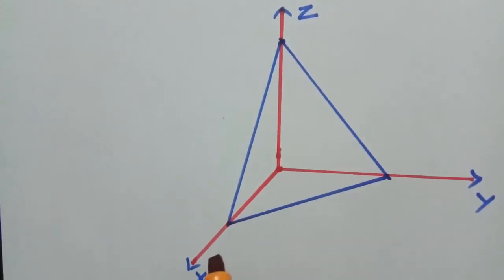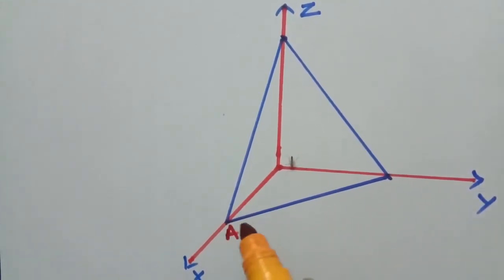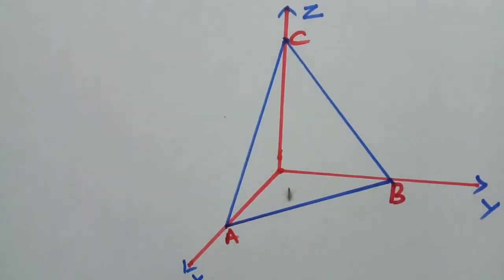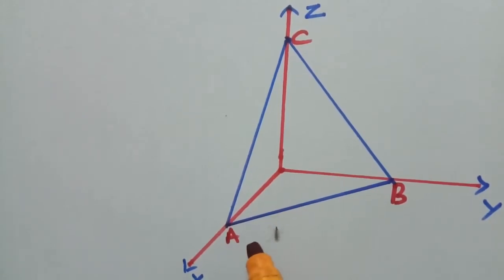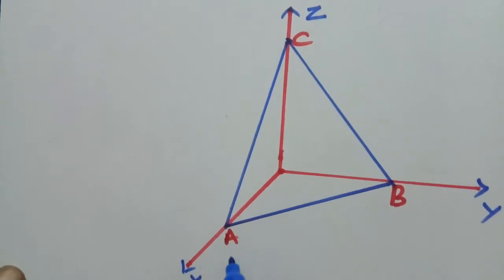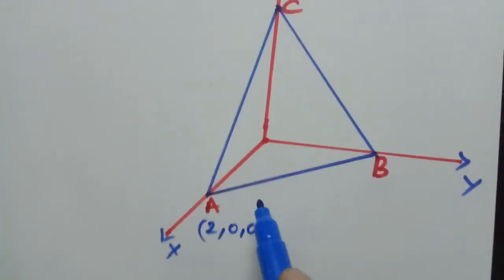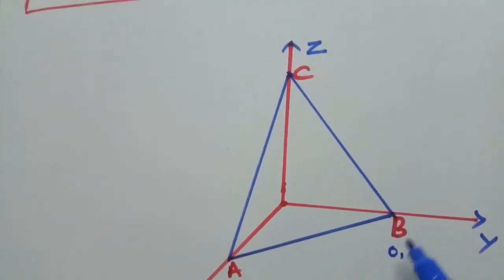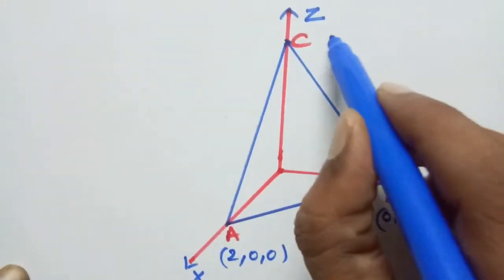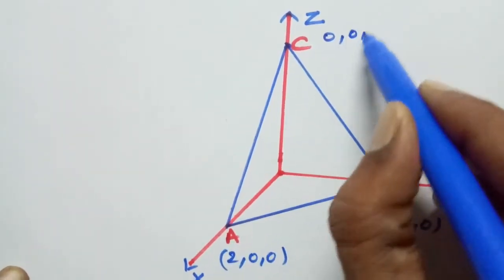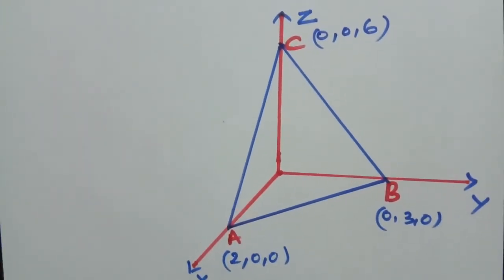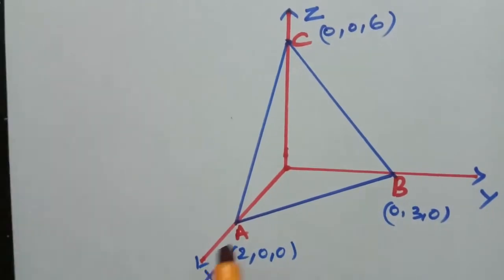Therefore, this is A, B, C. This is the point A (2, 0, 0), B (0, 3, 0), and C (0, 0, 6). This is the surface bounded by the triangle.